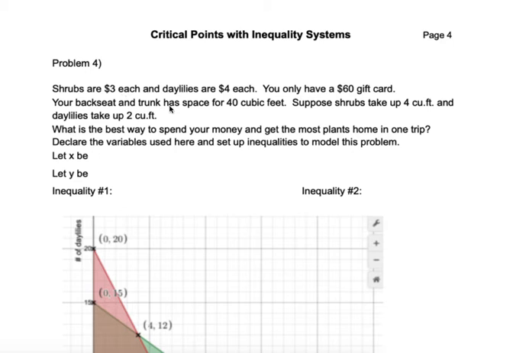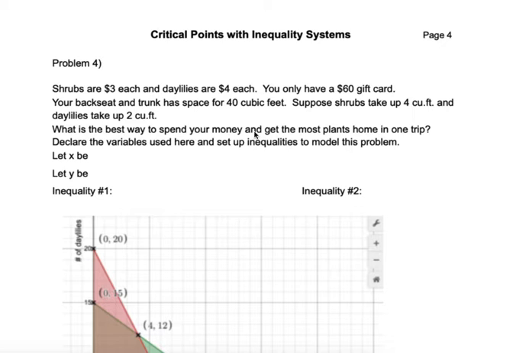So here we're trying to buy shrubs and daylilies at $3 and $4 each, and our one restriction is we only have a $60 gift card. Our other restriction is that we only have 40 cubic feet of space inside of our vehicle, and shrubs take up 4 cubic feet, and the daylilies take up 2 cubic feet. So our main mission is to spend our money and get the most plants home in one trip. That's what we want to do.